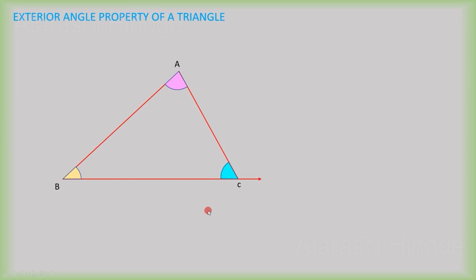Now, let me produce the side BC like this, a bit more, and let me mark the point D. Here you can see one new angle is formed. That is angle ACD. This angle lies in the exterior of triangle ABC, so it is called an exterior angle of this triangle. And it is formed at vertex C.